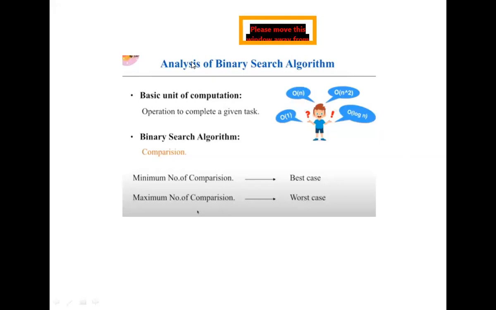If you analyze binary search, you have to identify the basic unit of computation. The basic unit of computation is the operation to complete a given task. The operation performed in binary search is to find whether the element is present in the given array or not. For binary search, we have two kinds of comparisons: the minimum number of comparisons, which we call the best case, and the maximum number of comparisons, which we call the worst case.